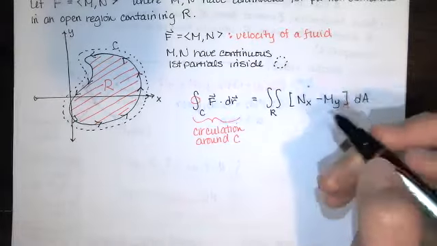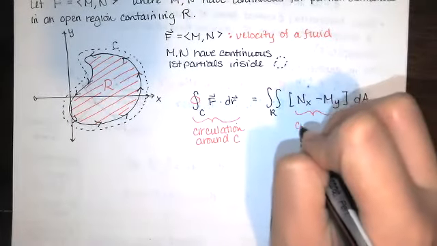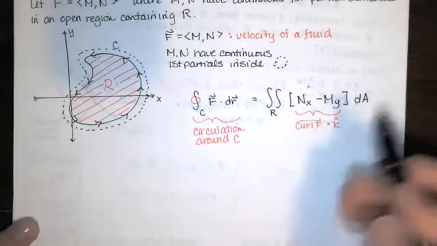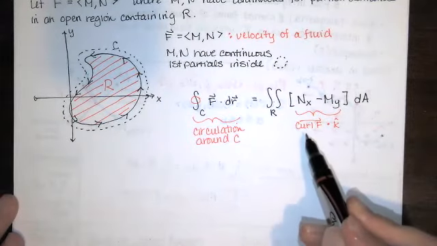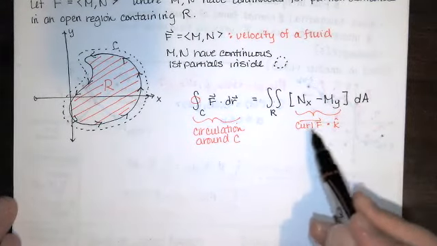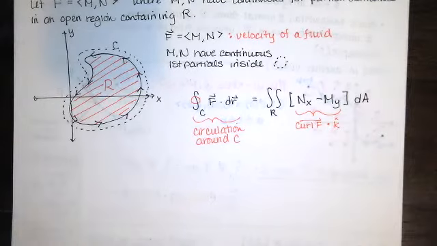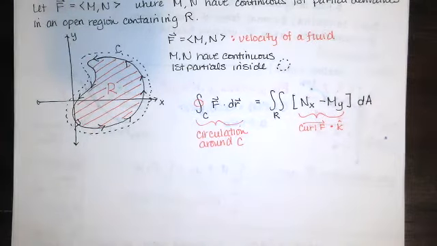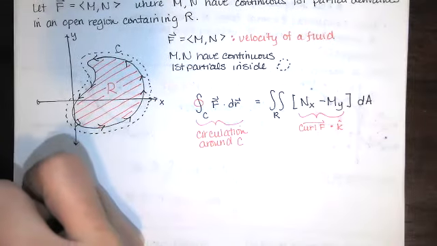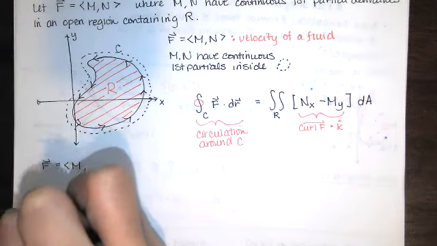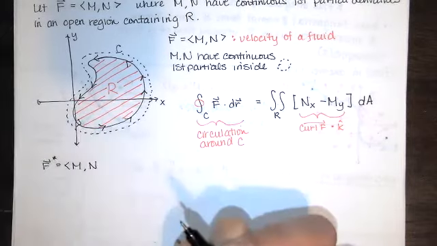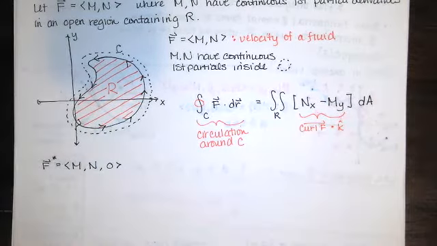Well, this is the curl of F dotted with k hat. So this is the signed projection of the curl of F in the z direction, basically. And let's prove that. So let's say we've got our field F, it has components M and N, but now we want to think of it as being in three-dimensional space. So we've got this new version of F. If it lives in three dimensions, it has components M, N, and 0.